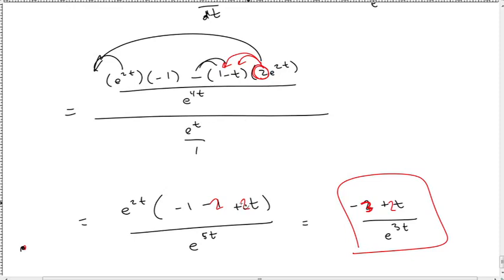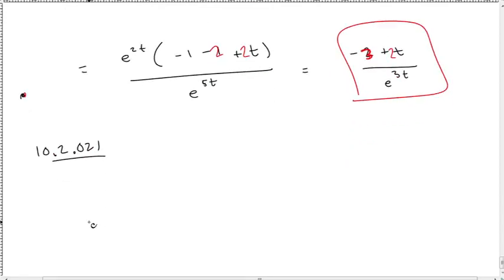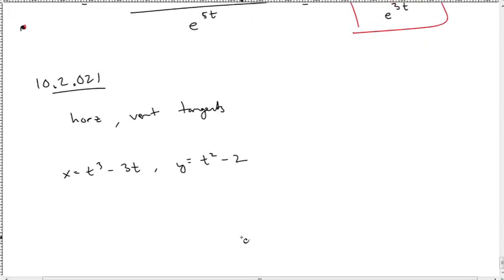Next question. So we got 10-2-0-2-1. It says find the points where the horizontal and vertical tangents exist. So the horizontal and vertical tangents, we'll explain what that means here in a second. I got x is equal to t cubed minus 3t. And I got y is equal to t squared minus 2. And they say go and find these guys.